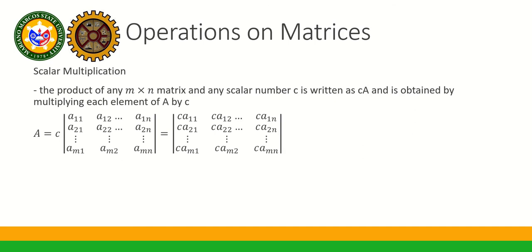Now, scalar multiplication naman, the product of any M by N matrix and any scalar number C is written as CA and is obtained by multiplying each element of A by C. So parang dinistribute mo lang si C dito, si scalar number C sa lahat ng elements ng matrix.